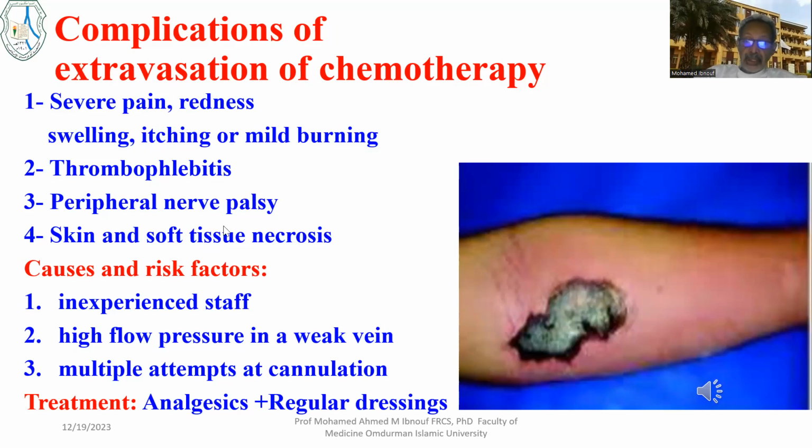The causes of the leakage or extravasation of chemotherapy are that the nurse injecting the material might be an inexperienced member of staff, or there is a high flow pressure from an IV fluid containing the chemotherapy in a weak vein that ruptures, releasing the chemotherapy in the soft tissues, or multiple attempts of cannulation puncturing the vessels itself. The treatment is usually analgesics and regular dressings over the site of the leakage.